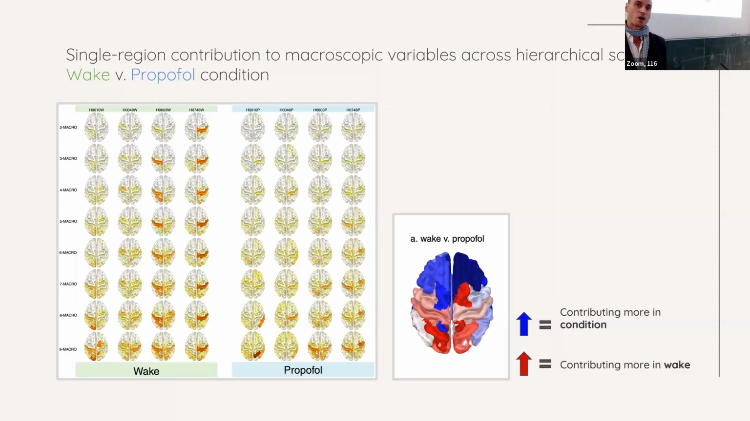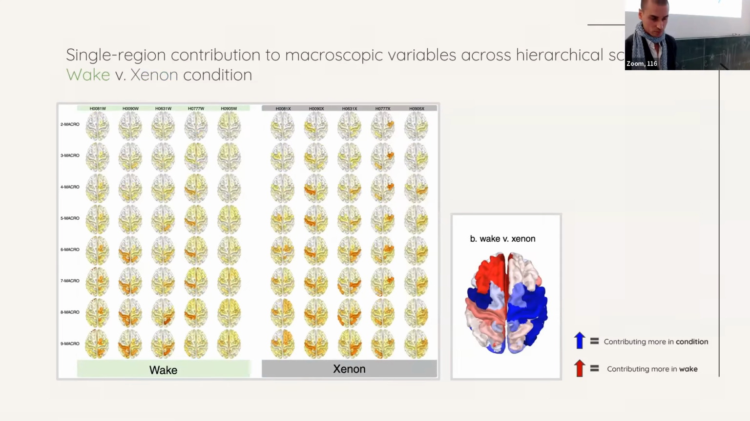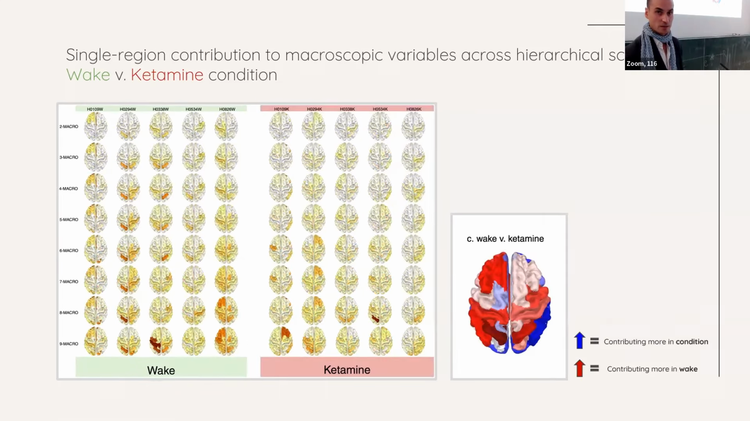I might skip this in order to get to something slightly more interesting, but this is the localization aspect of structure, where I project the macro back onto the microscopic scale to see which micro level regions contribute to my macros. Again, macros across the rows and subjects across the columns. And what I see is actually that there isn't much difference. When I'm looking at it from a simple microscopic point of view, I don't see much difference in structure. There seem to be strange lateralizations and it seems to be quite distributed. I get this with propofol, much more with xenon, and with ketamine as well.